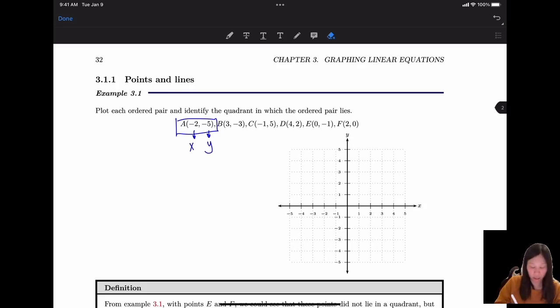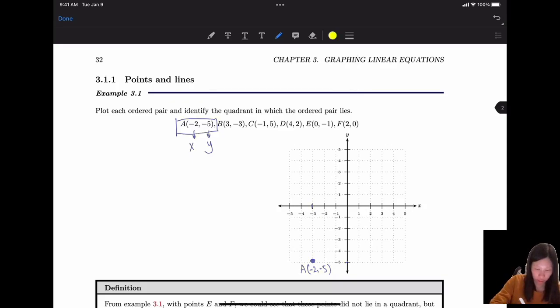So when x equals -2 and y equals -5, the point would be here. This is our point A. When x equals -2, y equals -5. Our second ordered pair, point B, is 3.